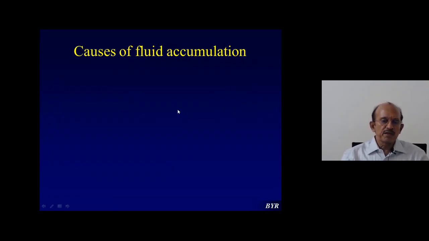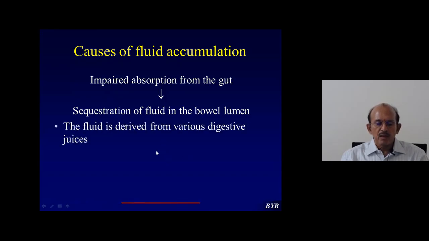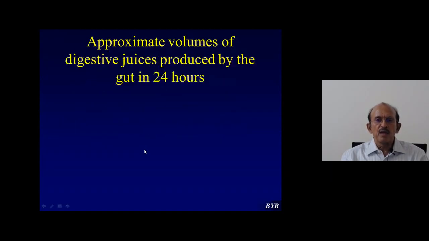Then why is there fluid accumulation? Impaired absorption from the gut, because the gut is very much dilated and atonic, it loses its function. Losing function means not only motility, its secretion and its absorption are also impaired. So there is sequestration of fluid in the bowel lumen. So where does this fluid come from? The fluid is derived from various alimentary tract juices and swallowed water.